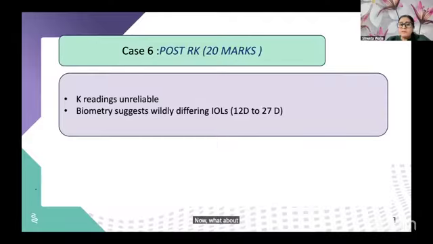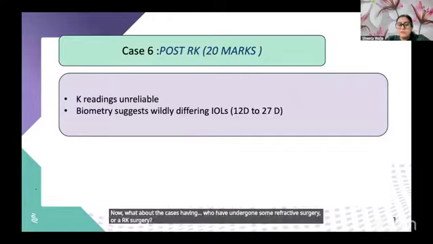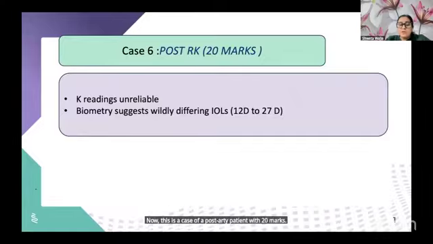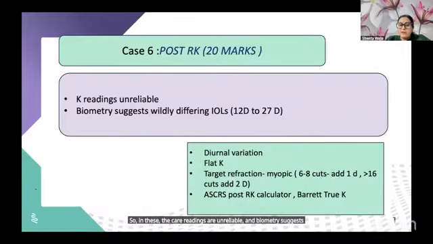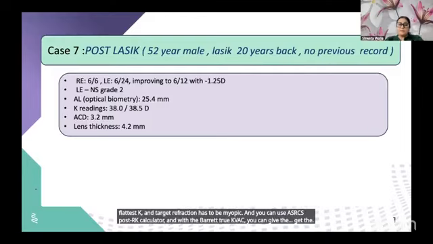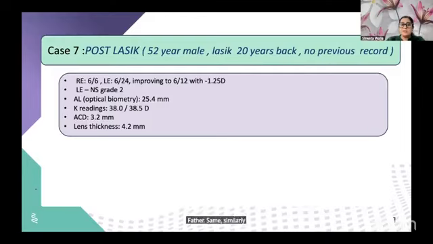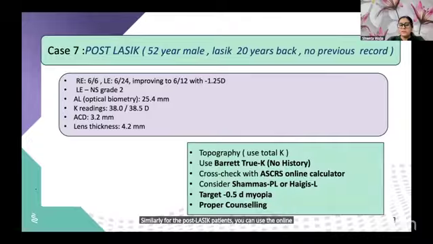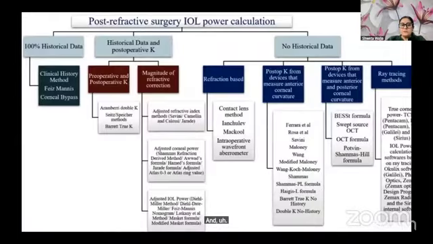Now, what about the cases who have undergone some refractive surgery or an RK surgery? Now, this is a case of a post-RK patient with 20 marks. So in these, the K readings are unreliable, and biometry suggests widely different IOLs. Also, the K readings change with diurnal variation. You have to select the flattest K, and target refraction has to be myopic. And you can use the ASCRS post-RK calculator, and with the Barrett True K, you can get the IOL power. Similarly, for the post-LASIK patients, you can use the online calculators and use them.